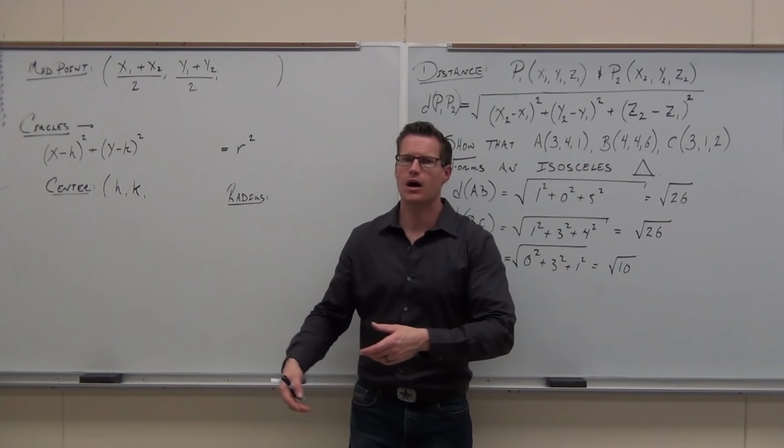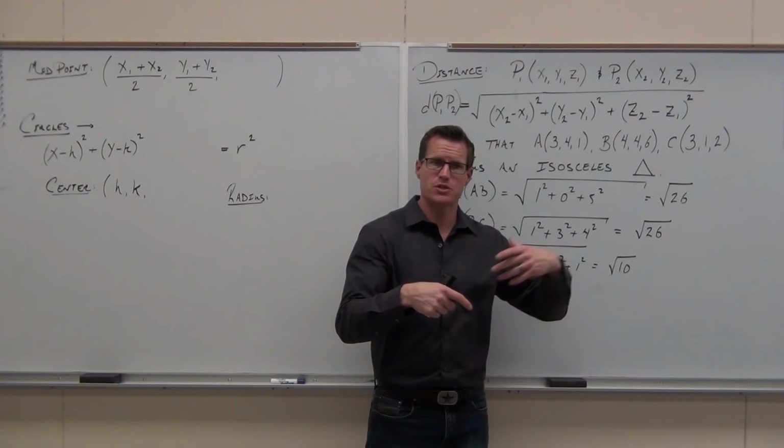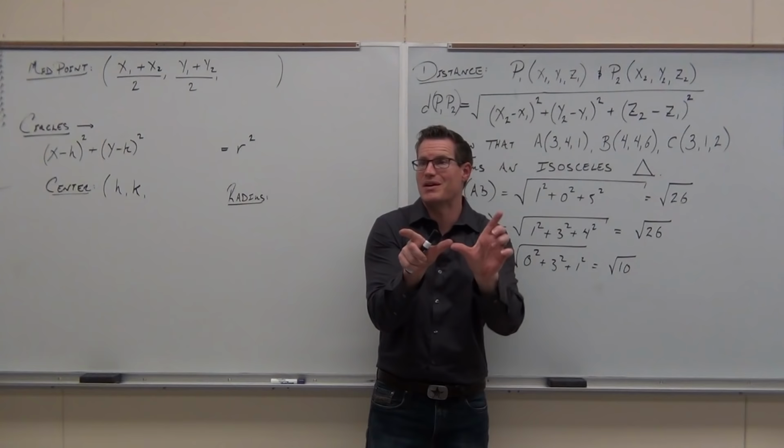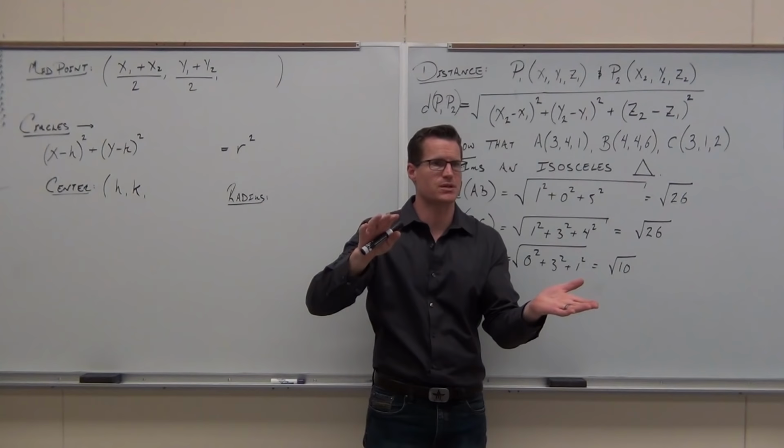If I said, are they collinear? Do two of them add up to a third one? Well, that would be collinear. If two lengths add up to the third one, you don't have a triangle anymore. You just have three segments lying on top of each other. That's what happens here. Does that make sense to you? That's the idea, but it uses some of this stuff.